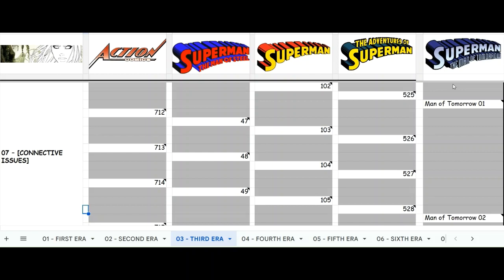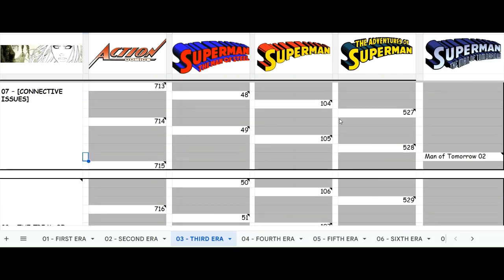I'll be honest, this is one of the oddest issues I've ever read in my entire life. It's all about an alien coming to Earth and attacking Superman, but it's written entirely from the alien's point of view, and the alien can't speak, and the alien is deaf. Random. So after that issue, after Adventures of Superman 528, we then have another Man of Tomorrow issue.